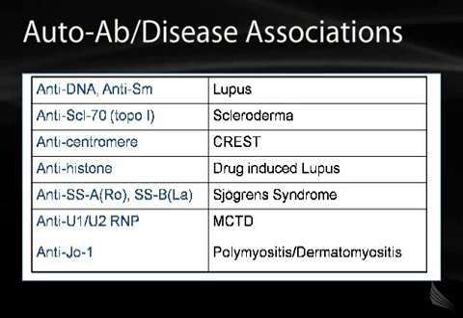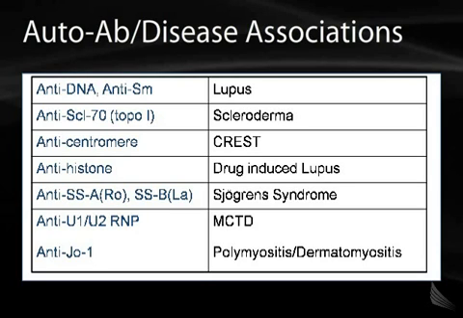So here we have some of those autoantibody and disease associations. A lot of these have good hints that will help you to remember them. For example, anti-Scl, that's scleroderma. Anti-centromere, that starts with C, that's CREST, also starts with C. Anti-SSA or SSB, that's Sjogren's syndrome, SS. So there's a few clues.